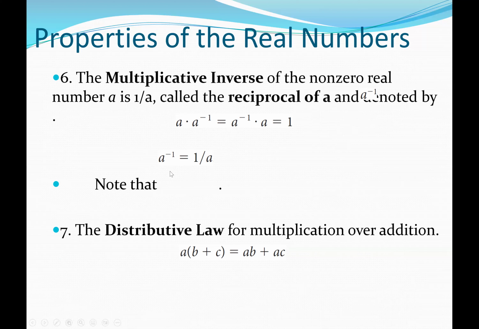Also, the distributive law: if I have A times the quantity B plus C, we can distribute A to B and C. So it will be A times B, which is AB, then A times C, which is AC. So the answer will be AB plus AC.